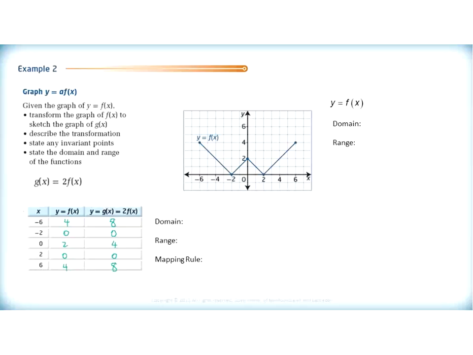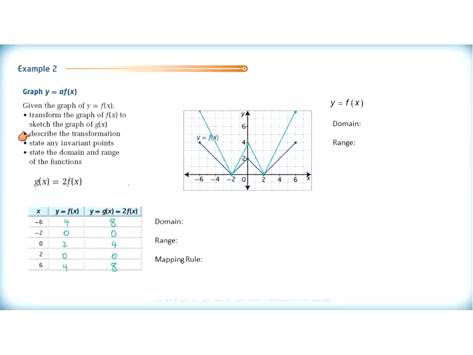Now let's plot our new points for g of x. So I've got -6 and 8 as a point. I've got -2 and 0. I've got 0 and 4. I've got 2 and 0. And I've got 6 and 8. Let's draw up these points and see what the new graph looks like. There it is. You can see that this graph has been stretched vertically by a factor of 2.